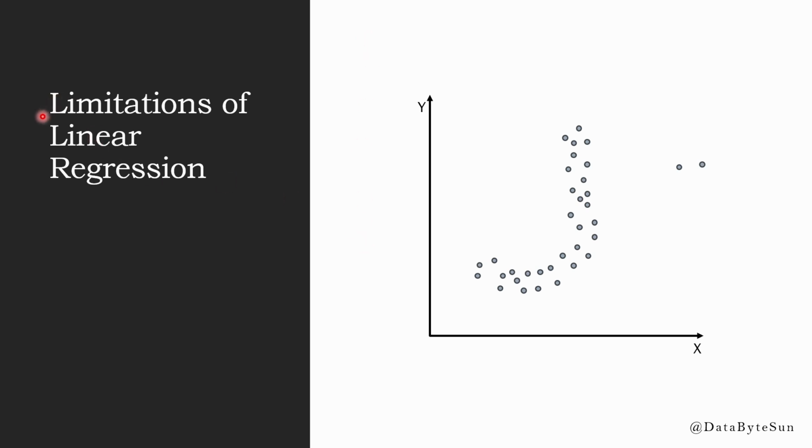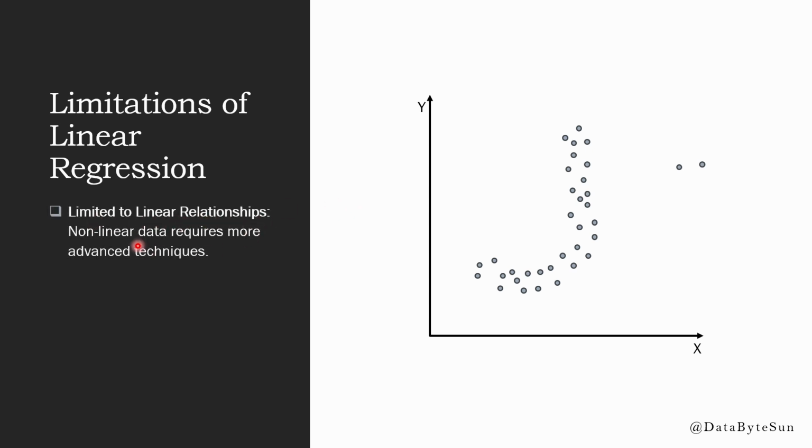Finally, let's discuss limitations. Linear regression only works with linear data. For non-linear relationships, it doesn't capture the curve accurately. Plus, outliers can skew our line.